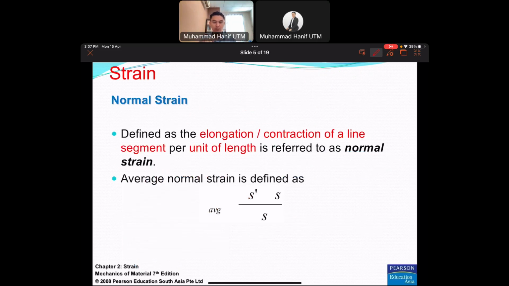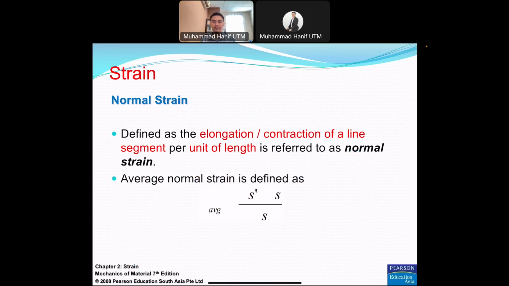So what is strain? There are two strains. Number one is normal strain.